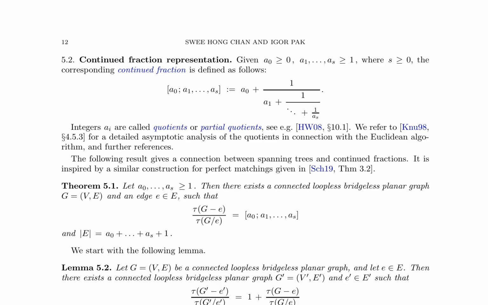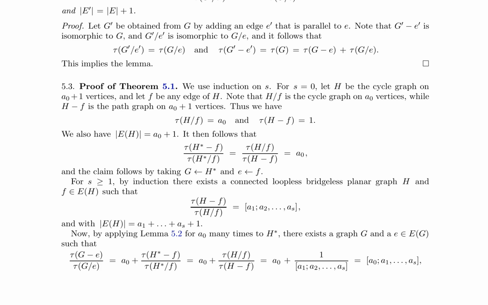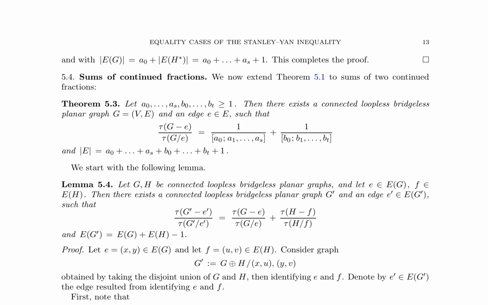This connection is further explored through a series of lemmas and proofs, ultimately leading to the construction of a planar graph with specific properties related to its spanning trees and continued fractions. The paper concludes by demonstrating how this construction can be applied recursively to produce a family of graphs with desired properties, shedding light on the intricate interplay between combinatorial structures and number theory. Here is a combined summary of pages 13 and 14.